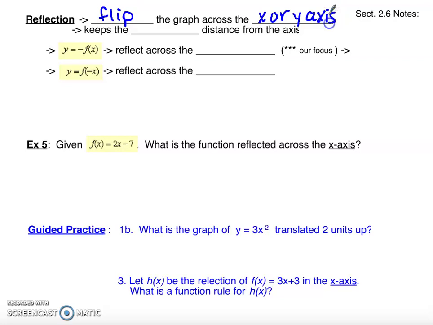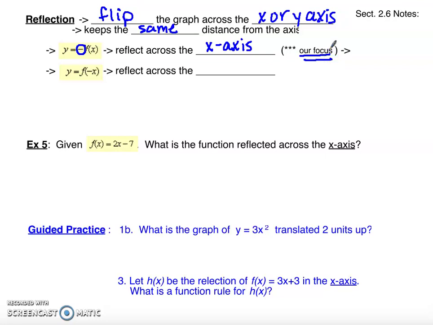In algebra 2, we're only going to flip it over the x or y axis only. When you reflect it, it's going to keep the same distance from the axis. So here's a reflection where the negative is added in front of the function. If it's added in front of the function, we're going to reflect it across the x-axis. And that's actually going to be our only focus for right now, flipping it across the x-axis.